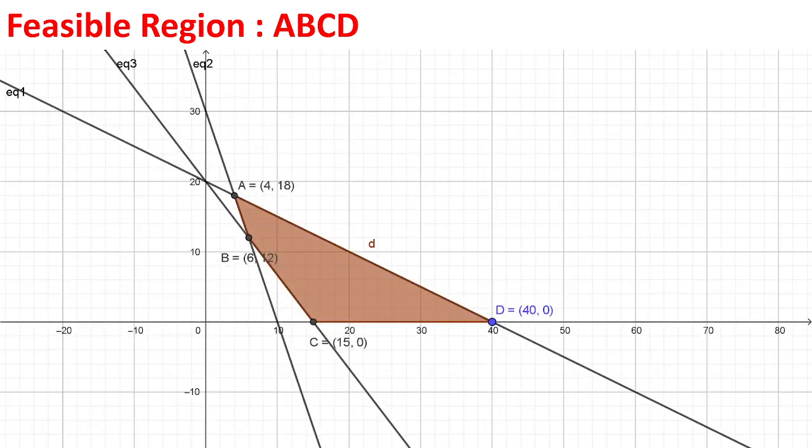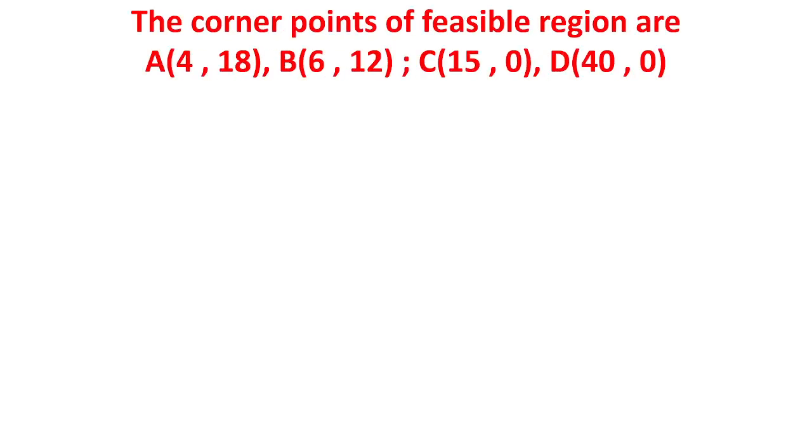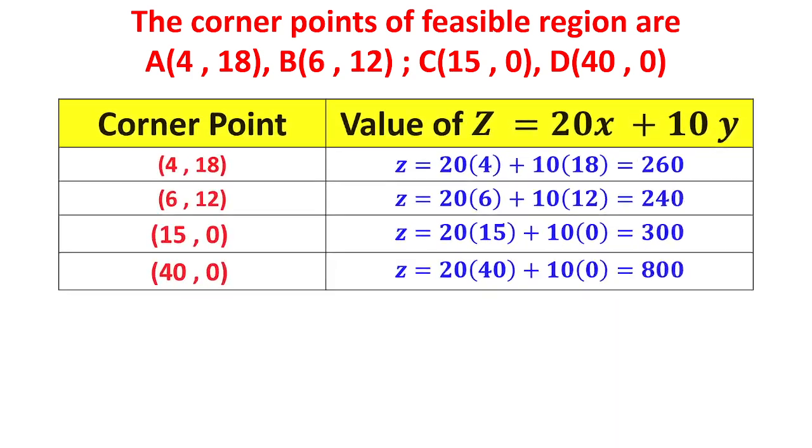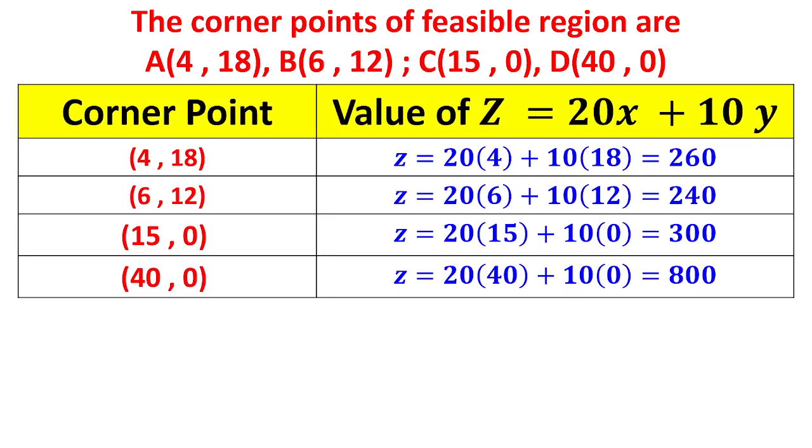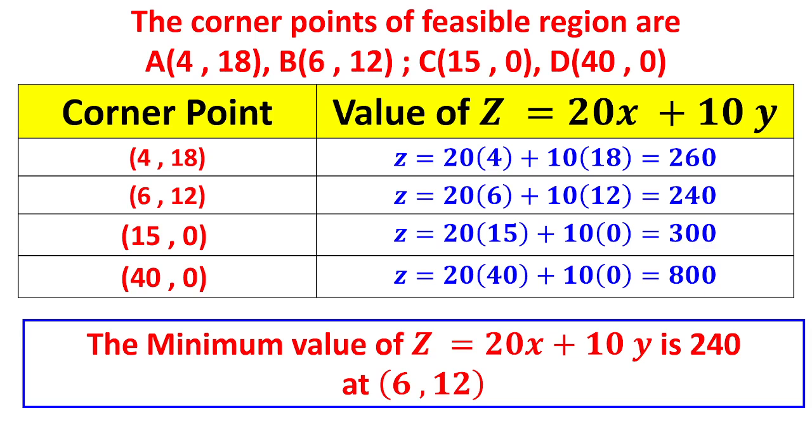Now this is the feasible region you are getting in the form of ABCD, a quadrilateral, and I am showing you the point of intersection. You are getting the point of intersection directly from the diagram itself. Otherwise you solve it and then get it. The minimum value of Z is 240 at 6, 12.